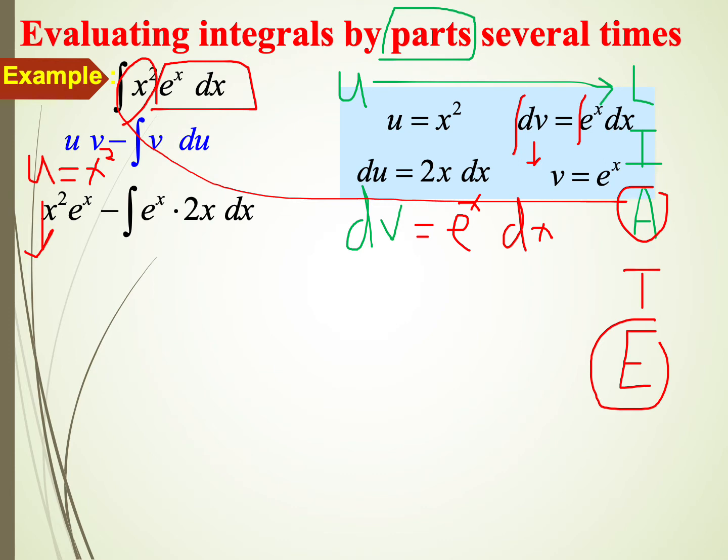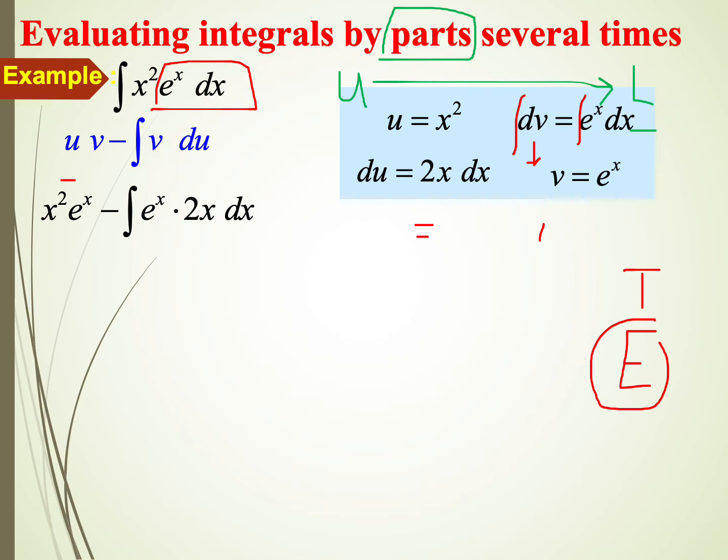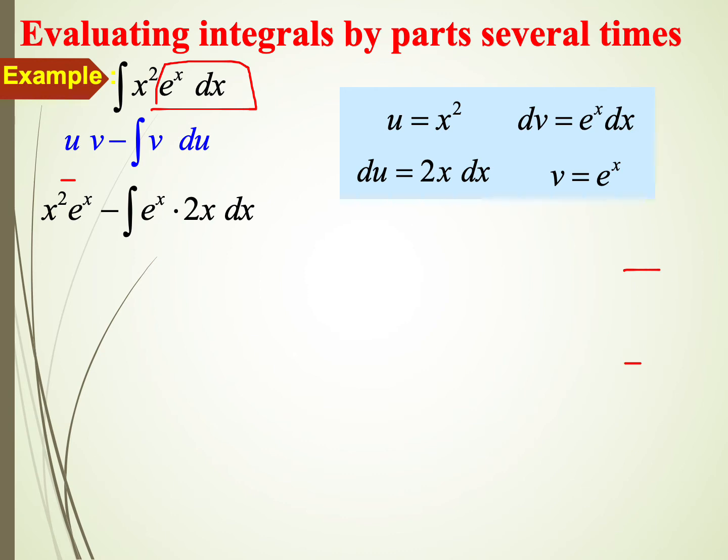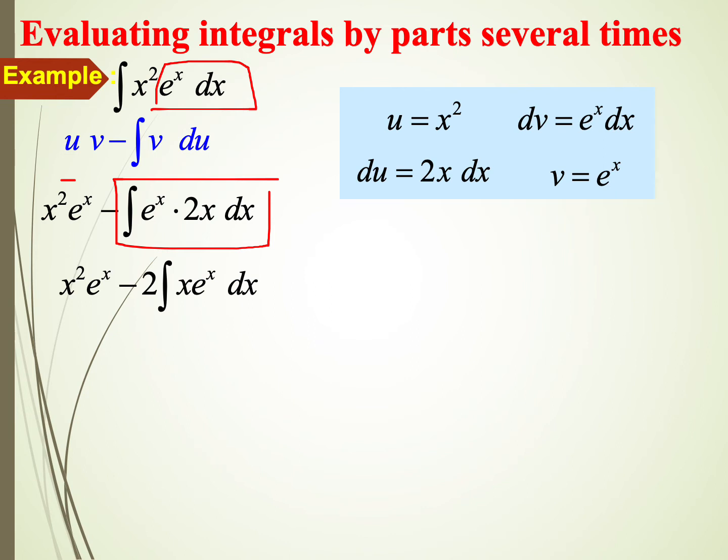And also I have a new integral, which is v du, and v we found, which is e to the power x, and du we know is 2x dx. So I got a new integration. This new integration is still a product of two functions. One is exponential, one is algebraic. So in this case I need to do integration by parts again, a second time.